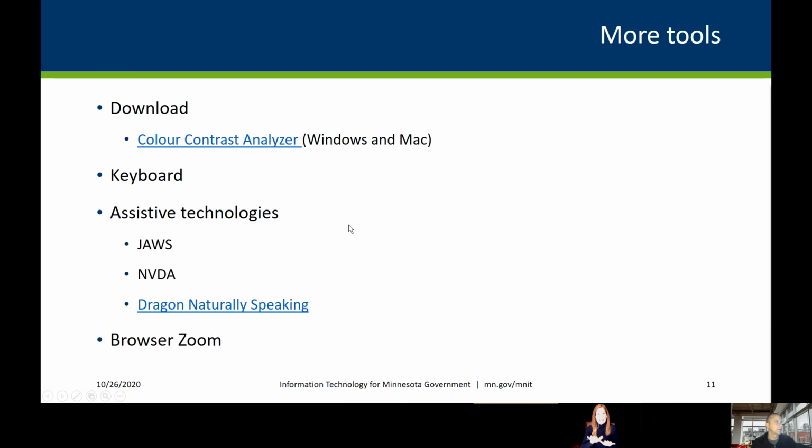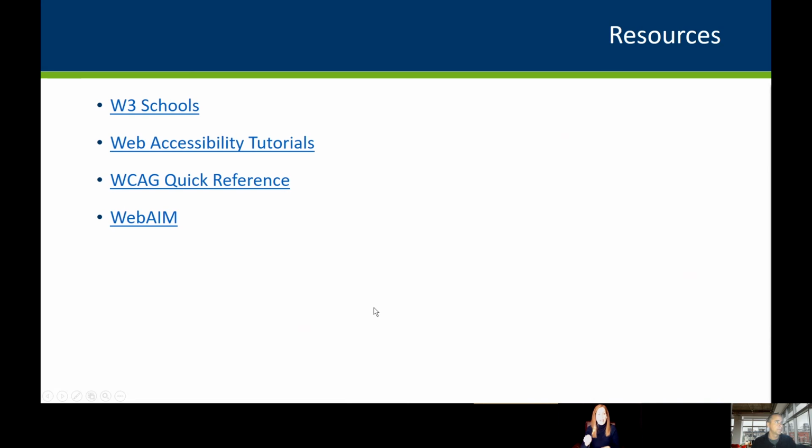Keyboard testing is always important. Assistive technologies: JAWS, NVDA, Dragon NaturallySpeaking, and browser zoom. And other resources to look at: W3Schools has good information and resources, web accessibility tutorials, the WCAG Quick Reference, and the WebAIM site.